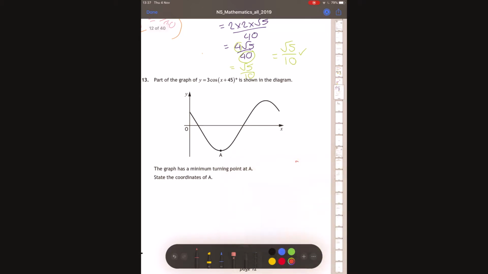I'm gonna start with y just because it's easiest. So the y coordinate, here's our y-axis. We know that A is the minimum turning point, so we need to know the amplitude. Where do we find the amplitude? Here. It's in front of the cos. So we know that our y value is equal to 3. So we can just draw our little 3 in there.